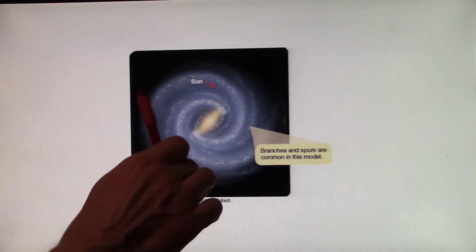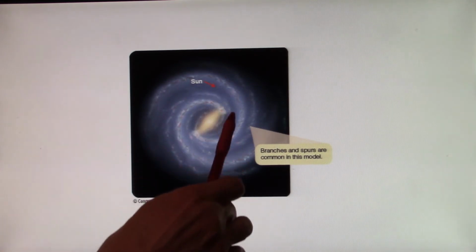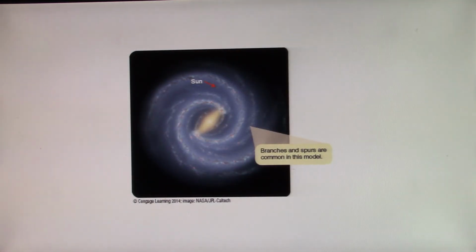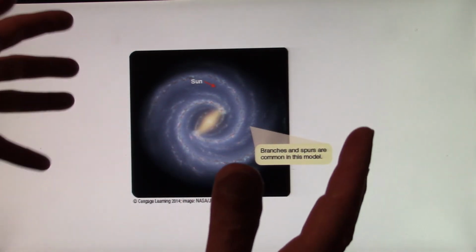These are areas where stars are forming. A lot of stars are forming in these spiral arms because they're denser regions. So there's a lot of activity, right? You have dust and gas.